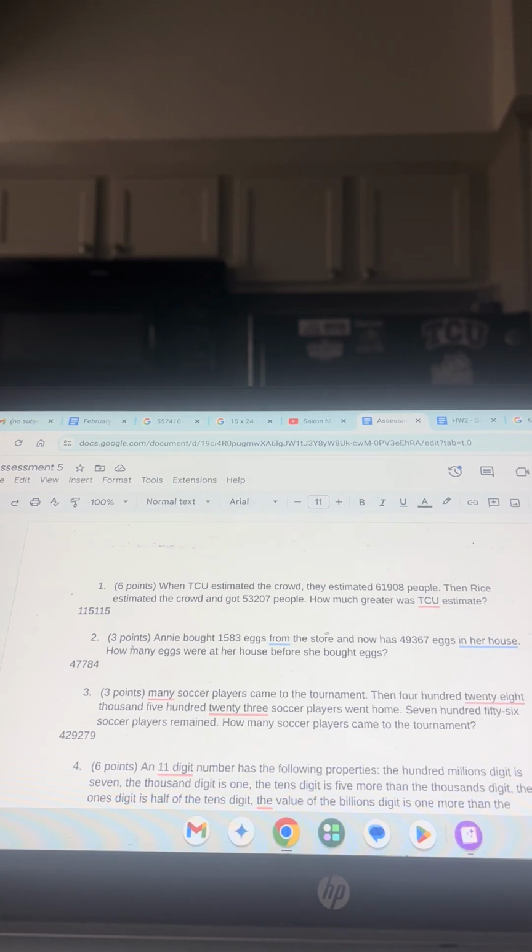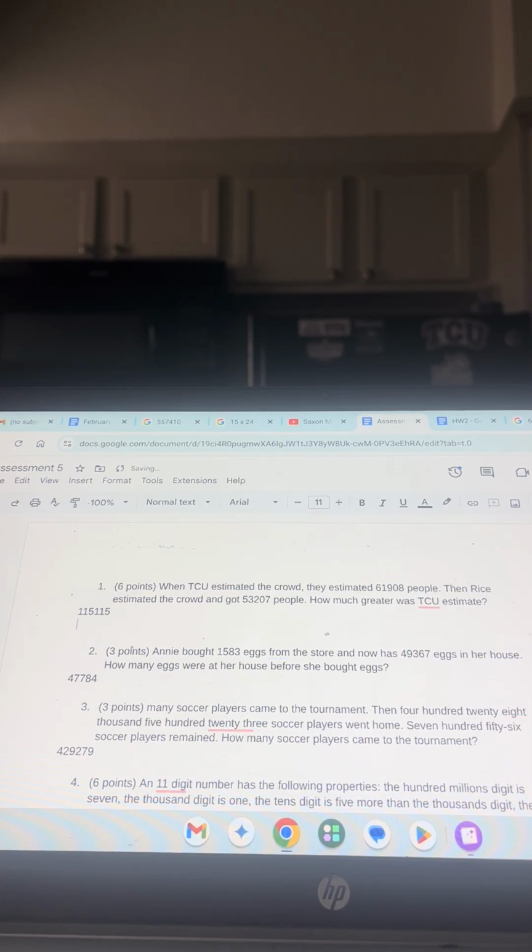Here's your assessment 5. When TCU estimated the crowd, they estimated 61,908 people. Then Rice estimated the crowd and got this many people. How much greater was TCU's estimate? Okay.